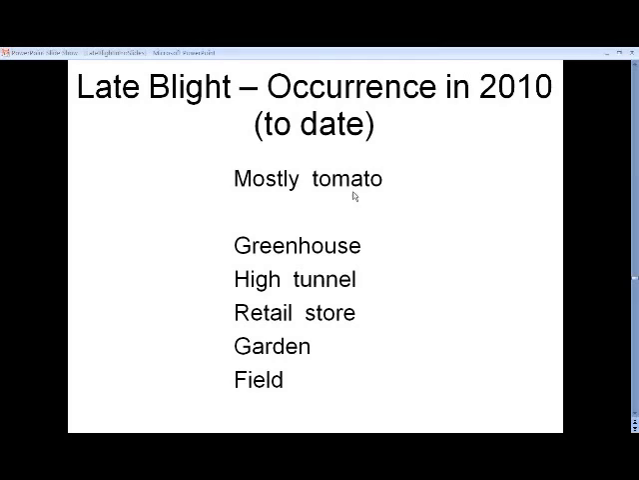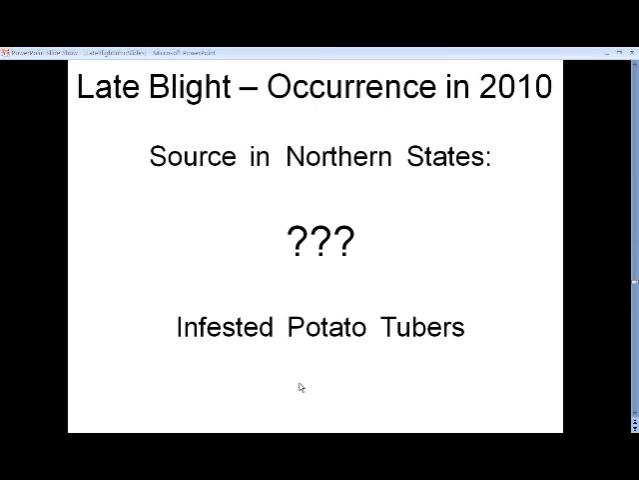Most of those reports have been on tomato and all various places. We found it in greenhouses, high tunnels, in retail stores. Predominantly that's been in Canada this year, gardens, fields. So real variation as to where we're seeing late blight. That's important to keep in mind.